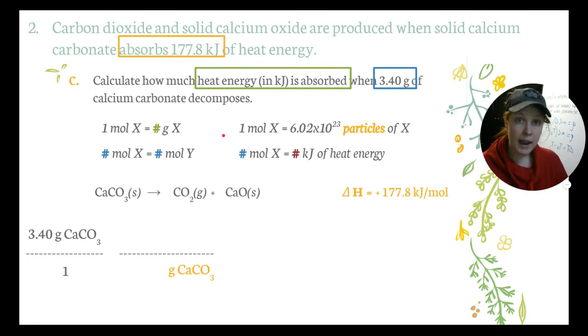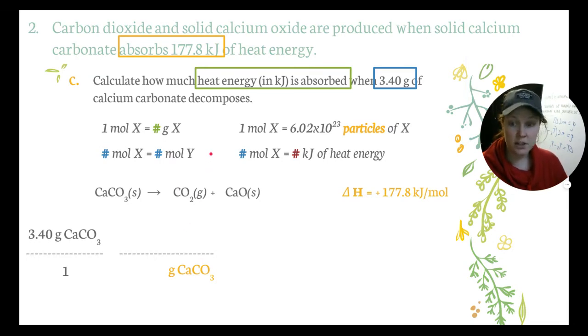Well, I'm starting with grams, so we need to pick something that has grams in it. This one has moles and particles, not going to help us. This has moles and kilojoules. I mean, we want to get to kilojoules, but this doesn't have grams, so we can't do anything with that. This has moles and moles, that doesn't help us. And then this has moles and grams, so we do want to use this one on the upper left-hand corner. And we know that grams of calcium carbonate needs to go on the bottom.